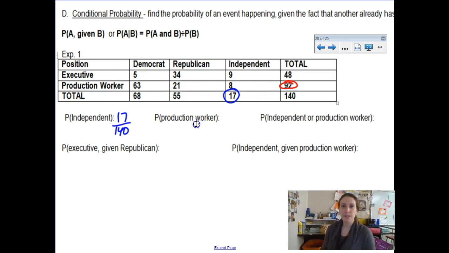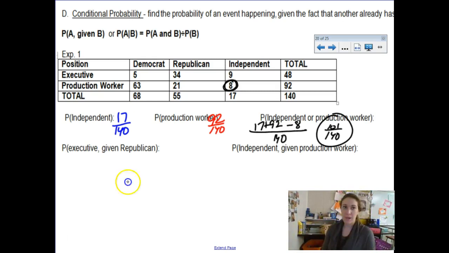Production worker, here we go. 92 out of the 140. Independent or production worker. Okay, well, we could take these two numbers we just found, the 17 plus the 92, but we counted these dudes twice. We counted the independent production workers in both of these numbers. So we're going to have to subtract that 8 out of 140, so I think it comes out to 101 out of 140.